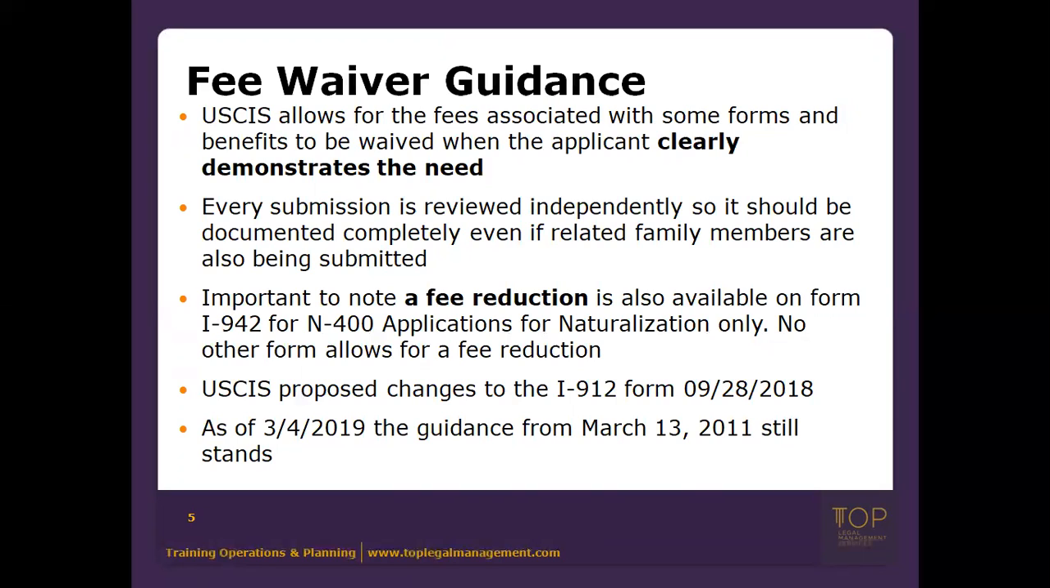It's important to note that we're also going to discuss fee reductions, and they are available on Form I-942, and they're only available for N-400 applications for naturalization. There is no other USCIS benefit that allows for a fee reduction. USCIS proposed changes to the I-912 form on September 28, 2018. As of the day of this webinar, March 4th, 2019, the guidance in effect from March 13, 2011 still stands, but this might change at any moment.